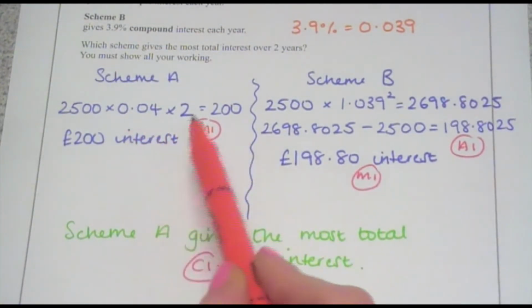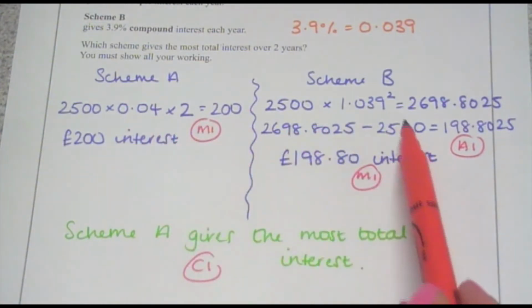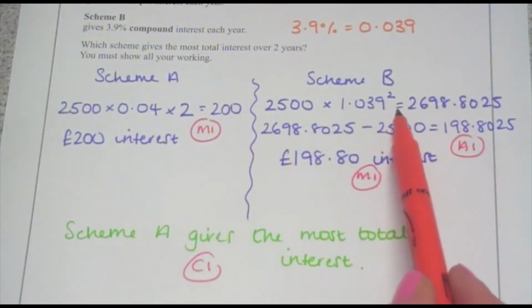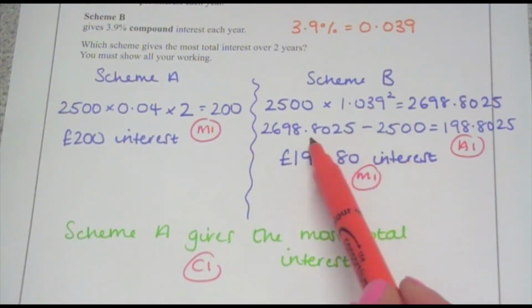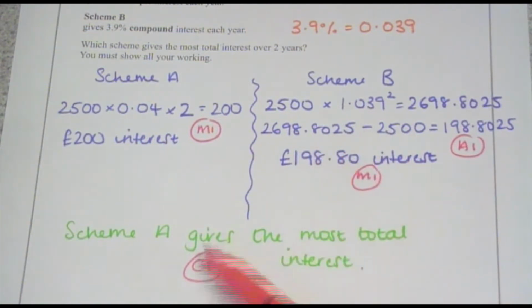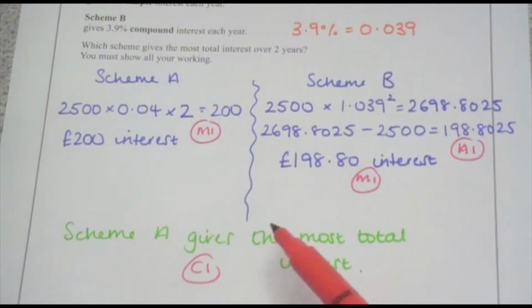So I got 1 mark for calculating 4% interest, another mark for calculating 3.9% interest and subtracting it from the original amount, or subtracting the original amount from my new amount, and then 1 mark for my communication.